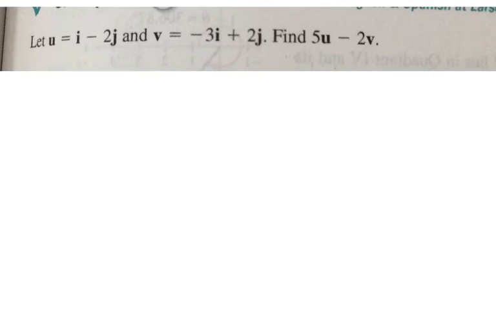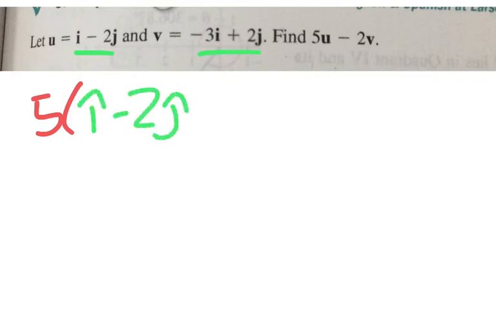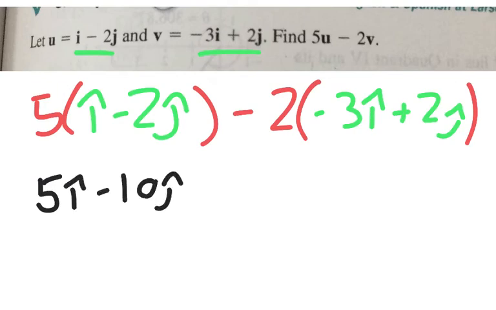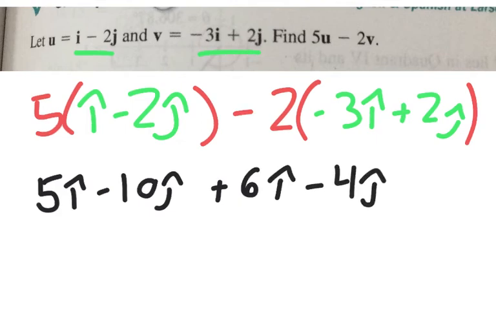All right, so if you're stuck, I'm going to start working this out. So you need to substitute in these two values. So you've got 5 times u, which is I minus 2j, minus 2 times v. V is negative 3I plus 2j. Distribute: 5I minus 10j plus 6I minus 4j, which is 11I minus 14j.